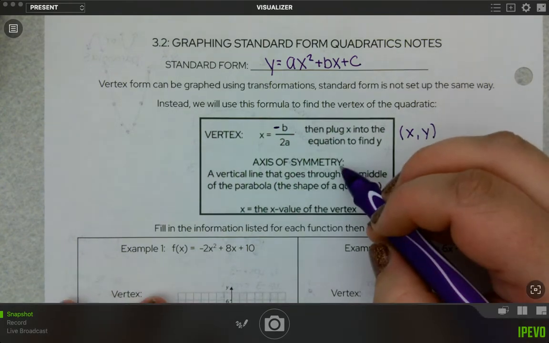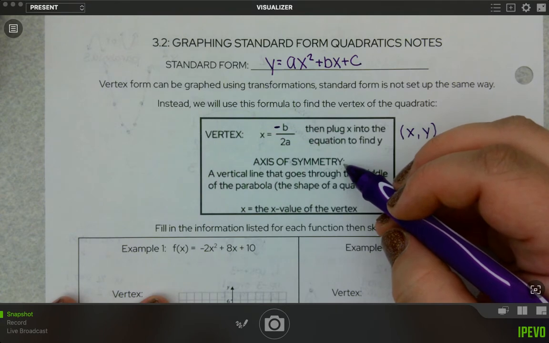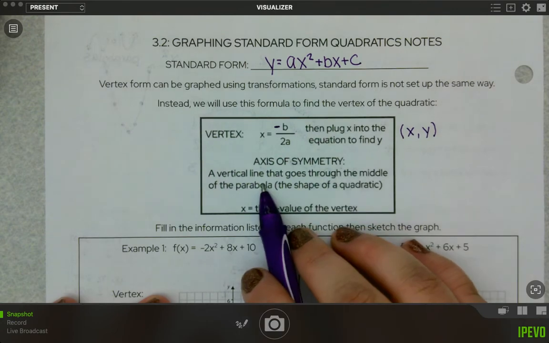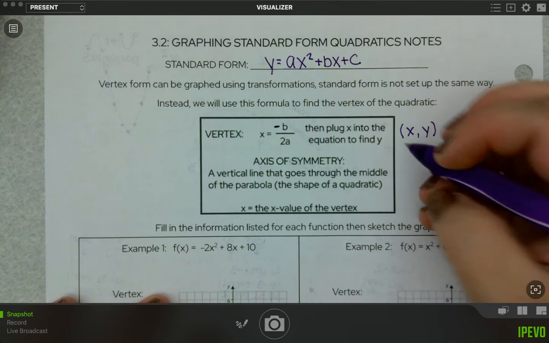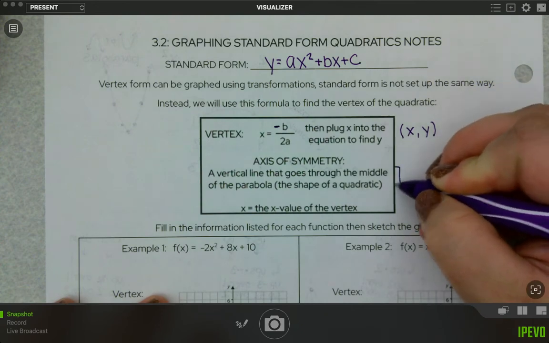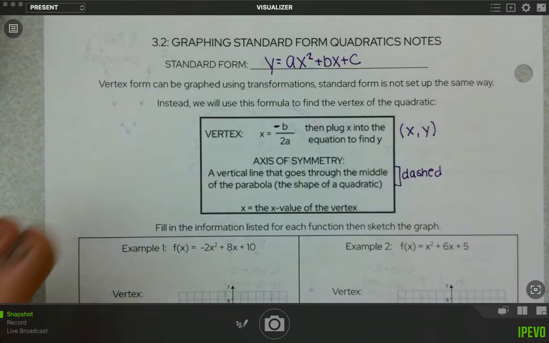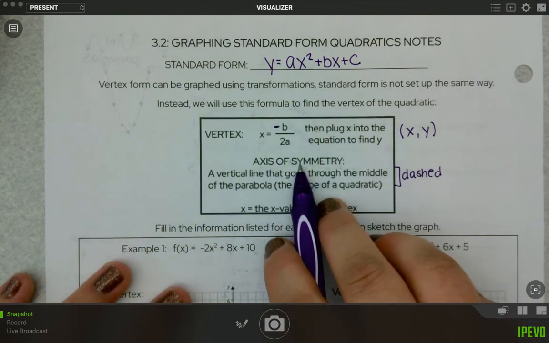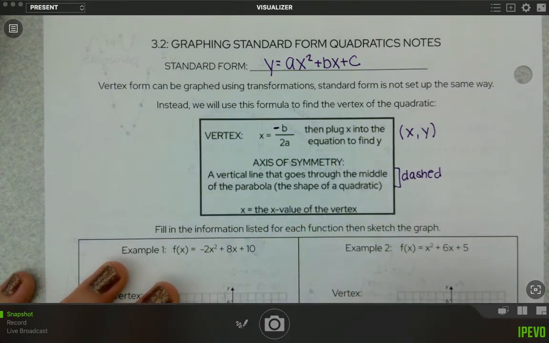Then you're going to have the axis of symmetry. I started drawing this with you guys a little bit in the last section. It's a vertical line that goes through the middle of the parabola. A parabola is the shape of a quadratic graph, by the way. One note is that it is going to be a dashed line, because it's not really a part of the parabola, it's more just a reference line. This is the line across which the graph is symmetrical. So whatever happens on one side flips to the other side.